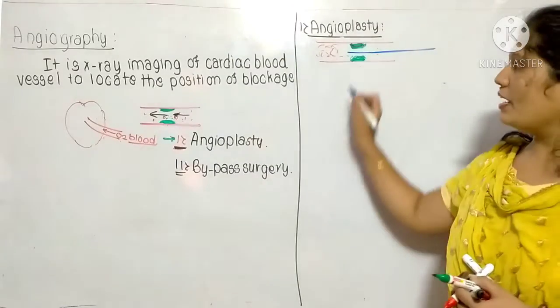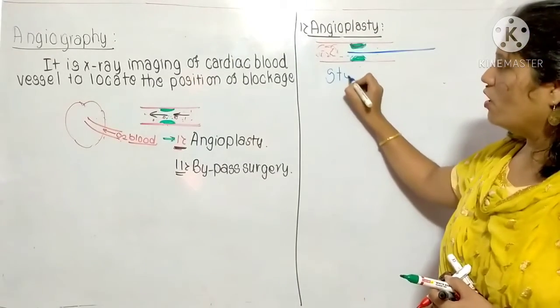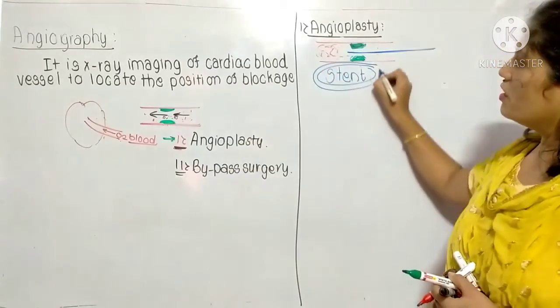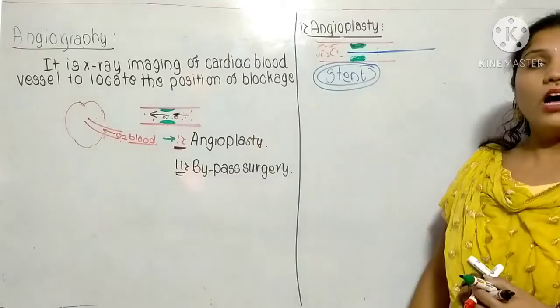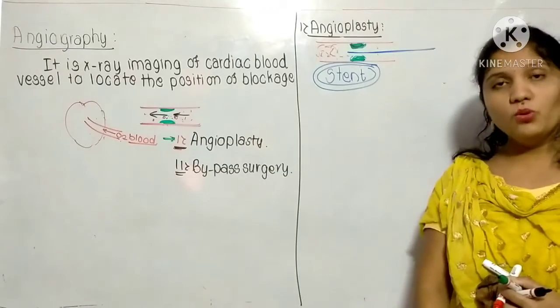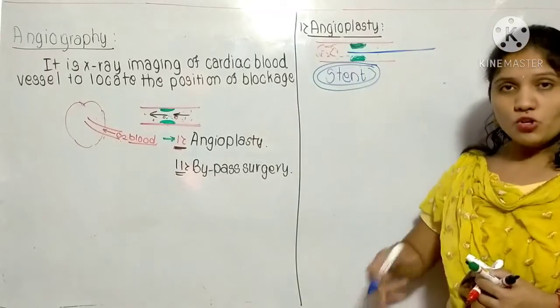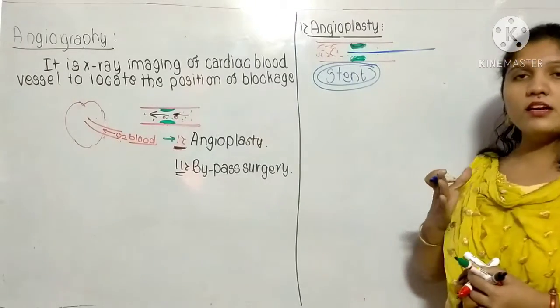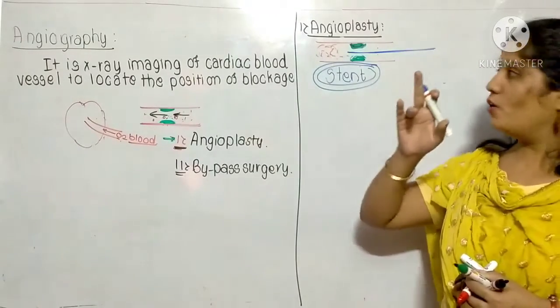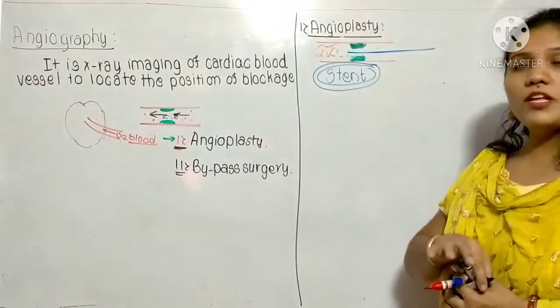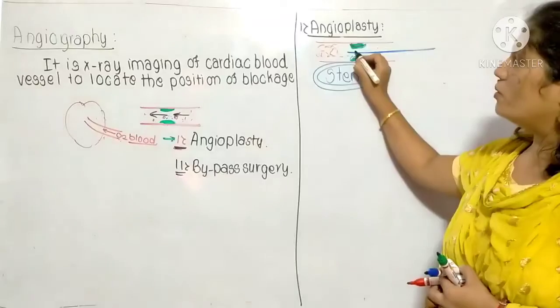So what is the stent? See this. Doctors are inserting that stent into this blood vessel. How are they inserting it? Through the femoral artery, the artery present in the leg region. Through that artery, they insert a tube-like structure, and at the end of that tube-like structure there is a balloon.